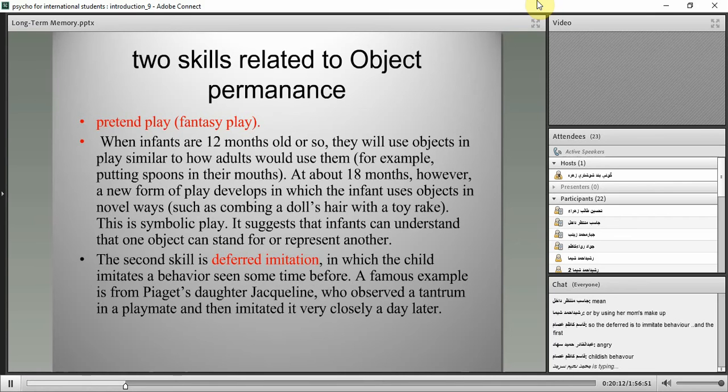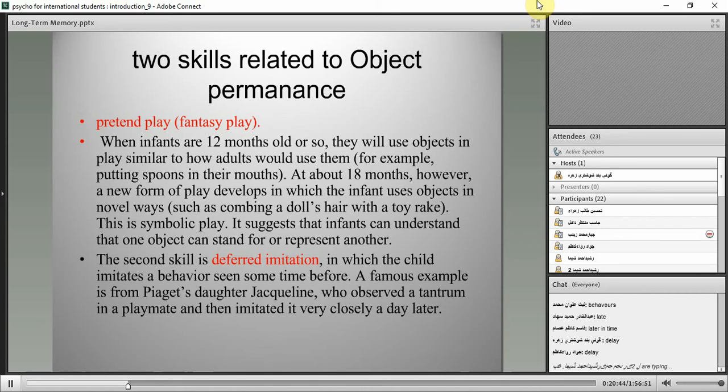They imitate their mother's makeup. This is the use of objects. Pretend play is in relation to the objects. But the second one, deferred imitation. You know the meaning of defer? Defer means what? Okay, yeah, delay, right? Defer means delay. To do something with delay.